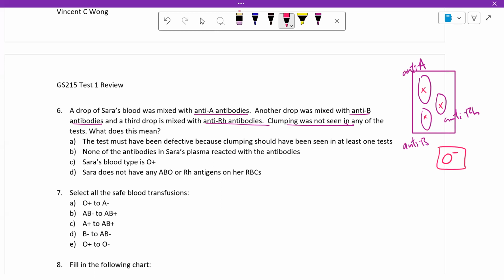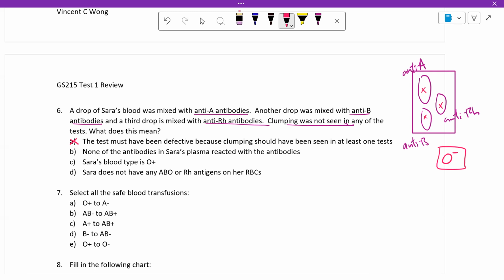The test must have been defective because clumping should have been seen in at least one test. That's not true, right? It's possible to have no clumping at all. All right, so O negative. Now in real life, you would have to have a control in your experiment to make sure that you're not doing this wrong, that clumping is actually possible. But it's okay to have no clumping for someone who's O negative, obviously no clumping.